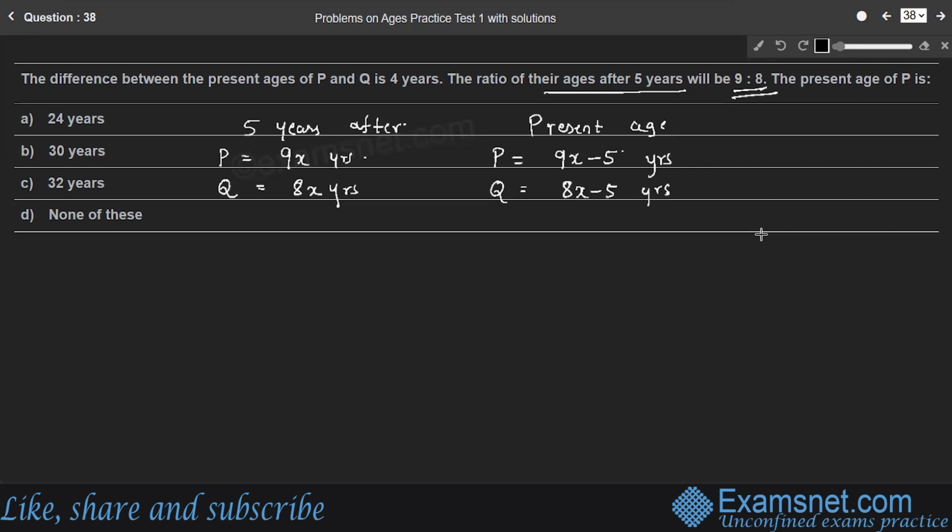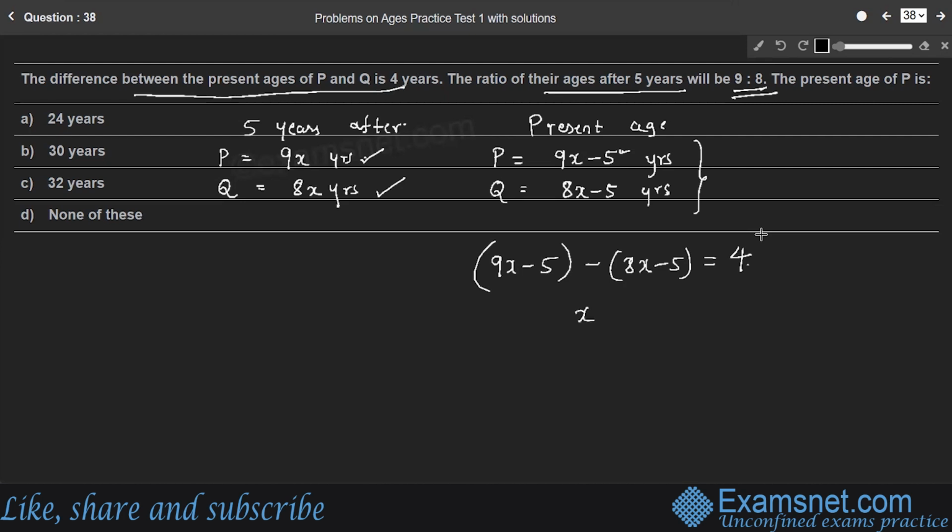So just subtract 5, because these two ages, 9x and 8x, are after 5 years. Therefore, their present ages are like this, and the difference between their present ages is 4 years. We'll directly take the difference, 9x minus 5 minus 8x minus 5. The difference between their ages is 4. Therefore, 9x minus 8x is x, plus 5 minus 5 cancels out. So we have x is equal to 4.